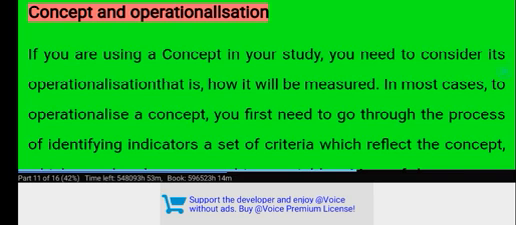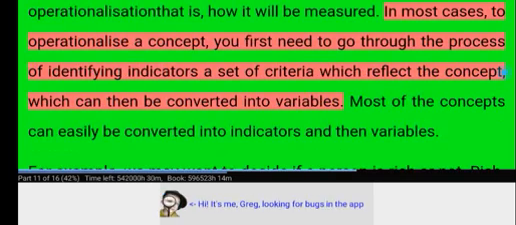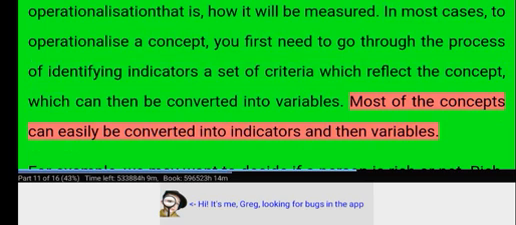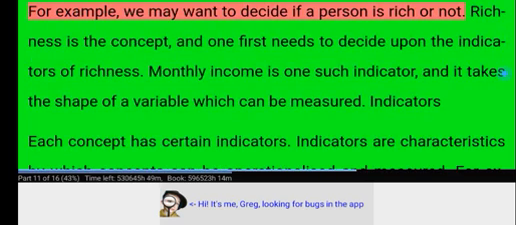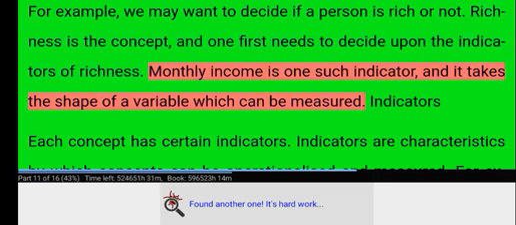Concept and operationalization. If you are using a concept in your study, you need to consider its operationalization, that is, how it will be measured. In most cases, to operationalize a concept, you first need to go through the process of identifying indicators, a set of criteria which reflect the concept, which can then be converted into variables. Most concepts can easily be converted into indicators and then variables. For example, we may want to decide if a person is rich or not. Richness is the concept, and one first needs to decide upon the indicators of richness. Monthly income is one such indicator, and it takes the shape of a variable which can be measured.